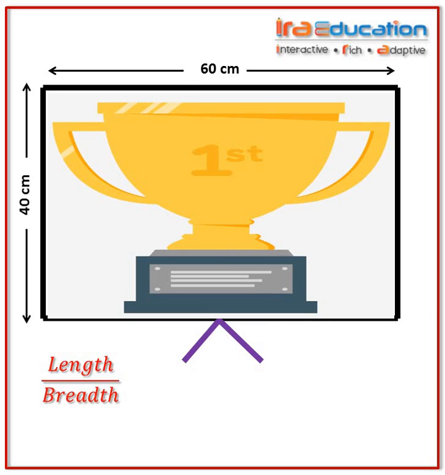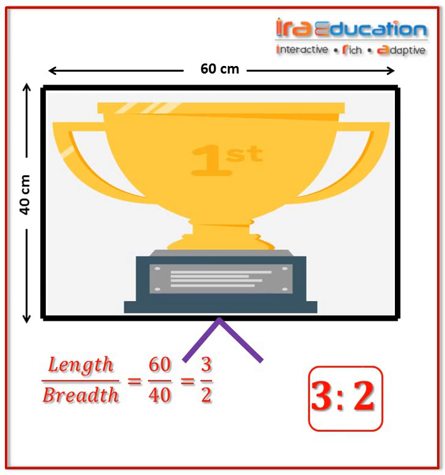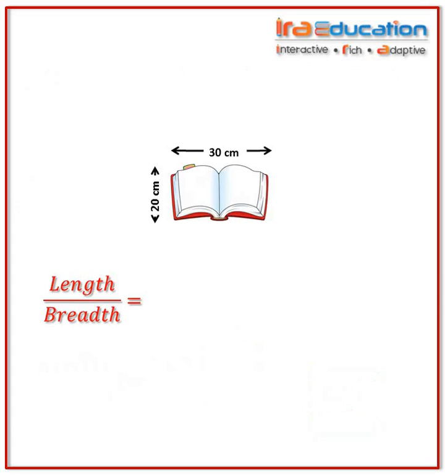Let us take the ratio of length to breadth and write that as a fraction. We get 60 centimeters by 40 centimeters. Simplifying that, we get 3 by 2. So we say that the ratio of length to breadth of the TV is 3:2.